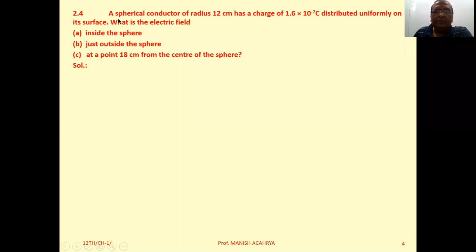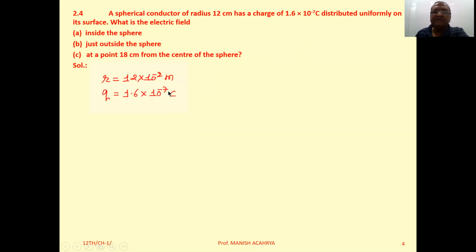Example 2.4. A spherical conductor of radius 12 centimeter has a charge of 1.6 into 10 raised to minus 7 coulomb distributed uniformly on its surface. What is the electric field? A. Inside the sphere. B. Just outside the sphere. C. At a point 18 centimeter from the center of the sphere.